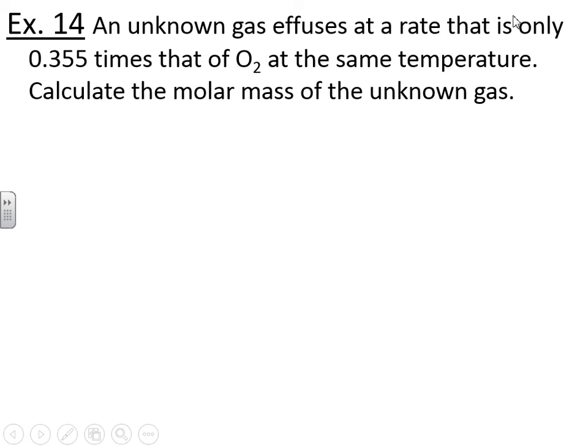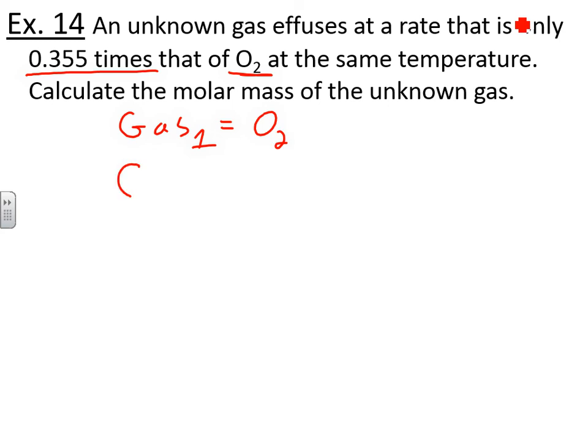An unknown gas effuses at a rate of only 0.355 times that of oxygen at the same temperature. Calculate the molar mass of the unknown gas. So we measured two gases. The first gas, we'll say gas 1, was oxygen. We'll call gas 1 oxygen. And we'll call gas 2 this unknown gas.